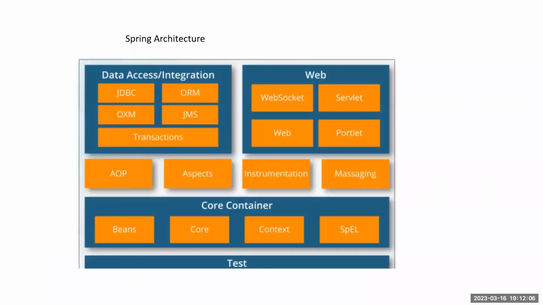When you see this Spring architecture, we have to come from bottom to top. So what is this test? Spring provides a test framework to test our applications and our code in a unit test manner, like JUnit. So Spring also has a test framework. We can utilize that and perform unit testing using this test framework.